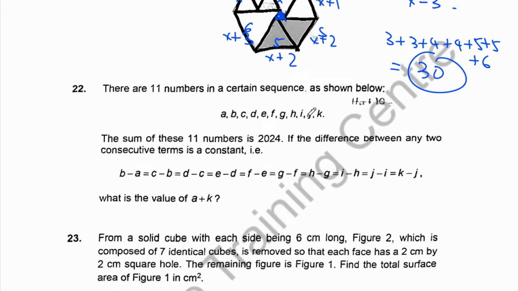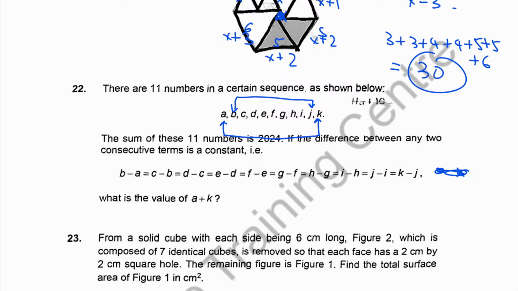22. There are 11 numbers in a certain sequence. The sum is 2024. If the difference is a constant, let's say this is equal to x. So what's the value of a plus k? The idea is to pair up the ends. So a plus k and b plus j have the same sum, right? Because if you increase a by x and you decrease k by x, then you get b and j.